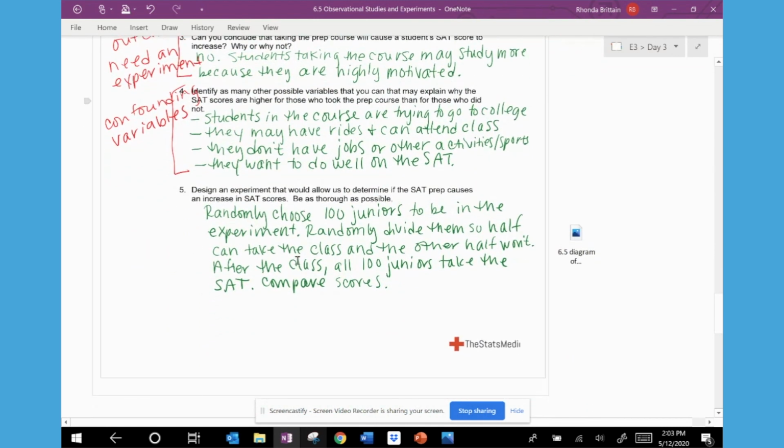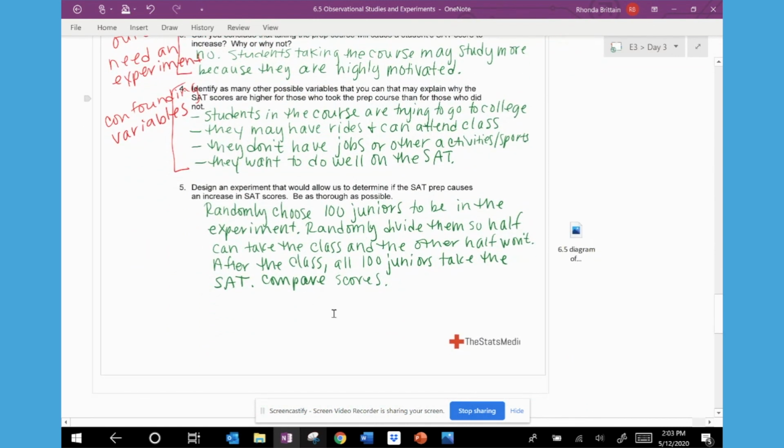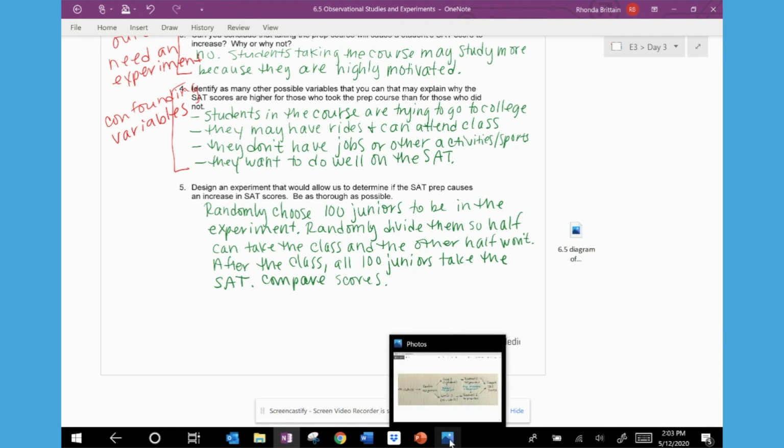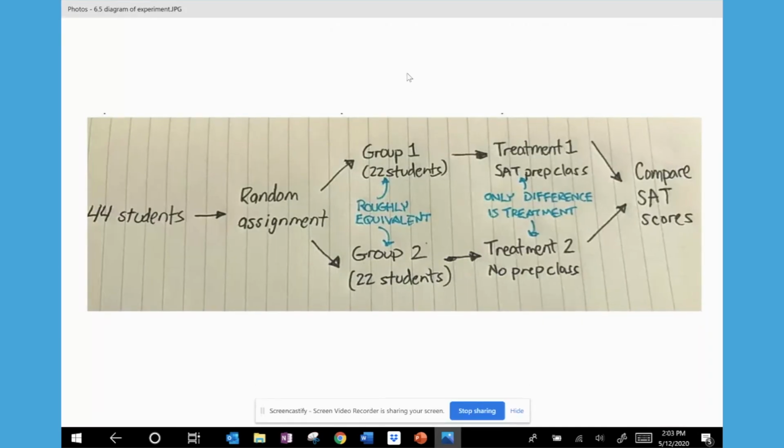Number 5 is actually asking students to design an experiment. So most students are probably going to just write a paragraph, but you can also show them a diagram that can be used to illustrate. So what I did was I looked at the sample diagram, and we took the 44 people that were listed as the volunteers. So we start with 44 students.